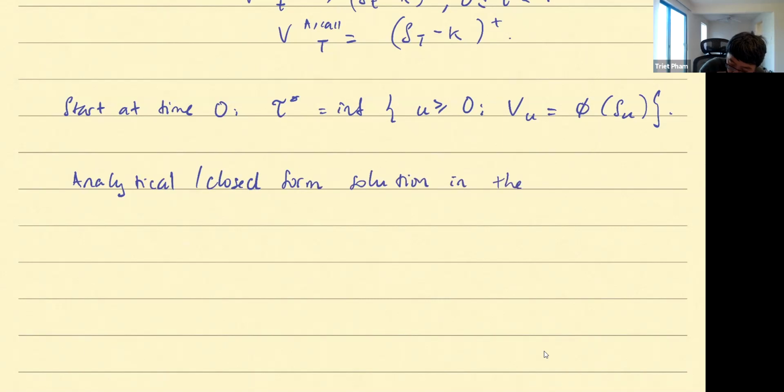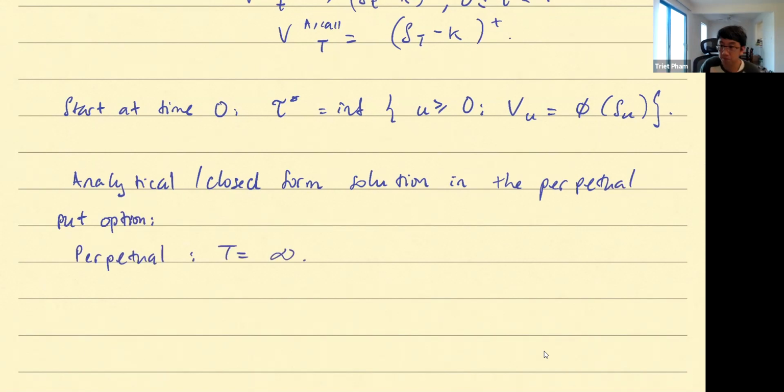In the perpetual put. So first of all, perpetual means T equals infinity. There's no expiration.